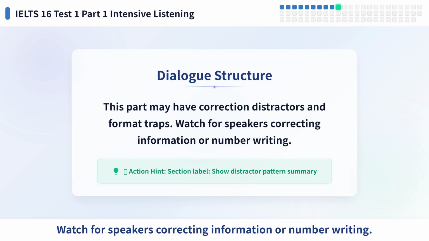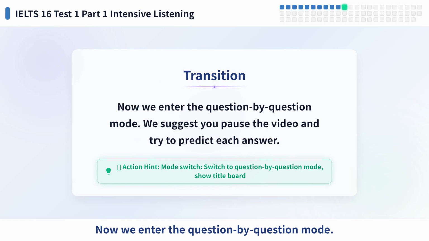Question 2. Before the blank is tallest, so we need a noun. Predict. It's a type of building or structure.